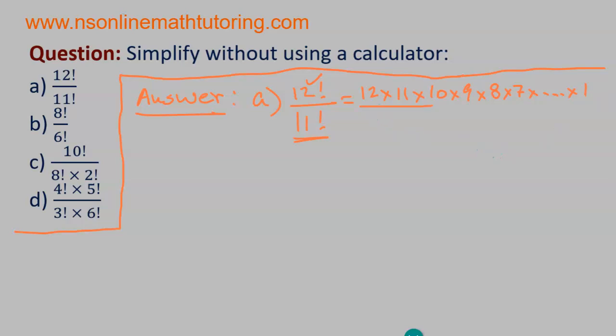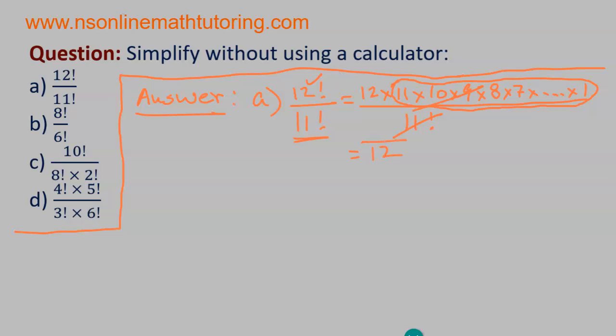And what is 11 factorial? It is this part: 11 times 10 times 9 times 8 times 7 times 6 times 5 times 4 times 3 times 2 times 1. This whole thing is 11 factorial. That is why I was saying that our target should be to express the greater number's factorial in terms of the smaller number's factorial. So we can cancel these two, and the answer will be equal to just 12.